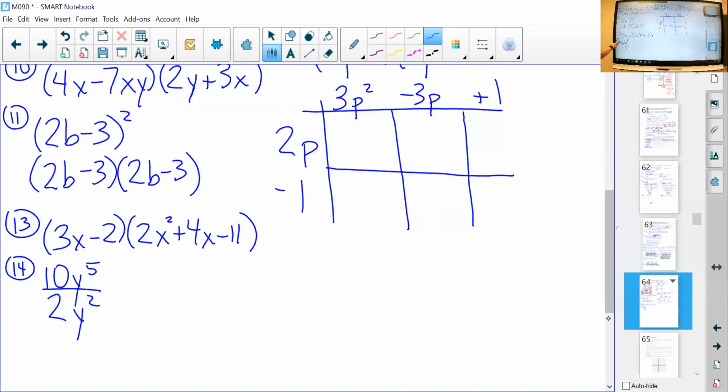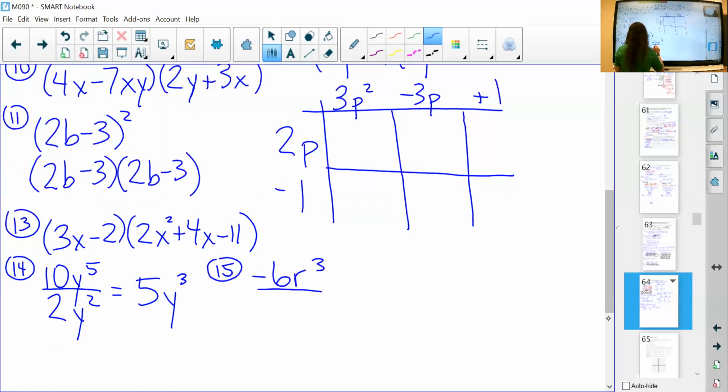Remember, we just divide the coefficients, subtract the exponents when they have the same base. So this is 10 divided by 2 is 5. Y to the 5th over y squared, that's y to the 5 minus 2, which is 3. Okay. So we're looking at 3. 15, similar. I'll let you work through this one.